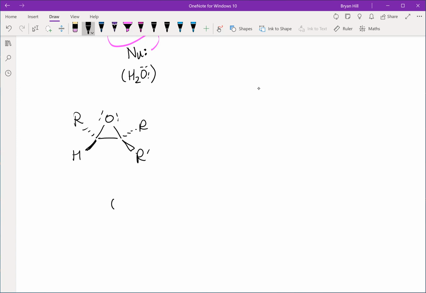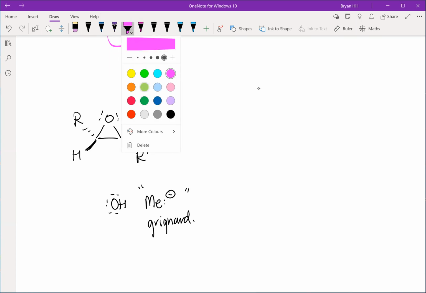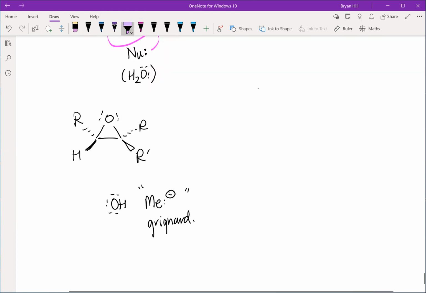We can attack it with, say, hydroxide, or even things like a Grignard reagent, so methyl minus. I'll just put it in quotation marks. So this could be a Grignard, or a methyl lithium type thing. Under these conditions, it attacks the least substituted carbon on the opposite side. So let's go there, up. Either of those sort of reactions.